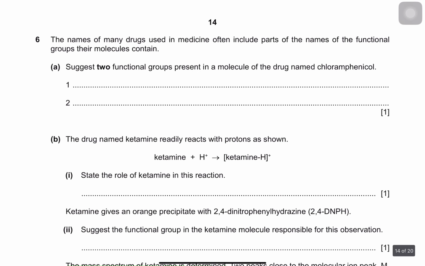The names of many drugs used in medicine often include parts of the names of the functional groups. Suggest 2 functional groups present in a molecule of the drug named chloroamphenicol. So "phen" comes to my mind, I don't know why, but it suggests that maybe there's a phenyl group and a chloro group would be there.